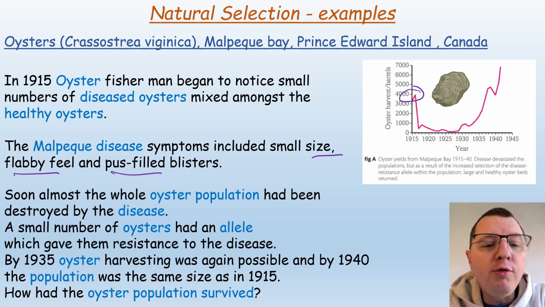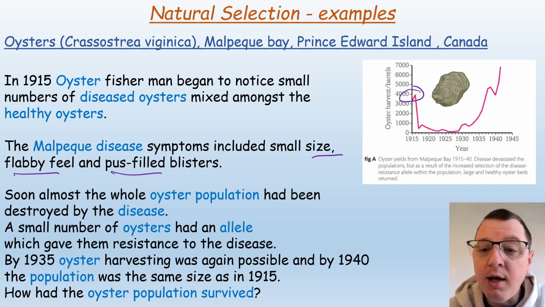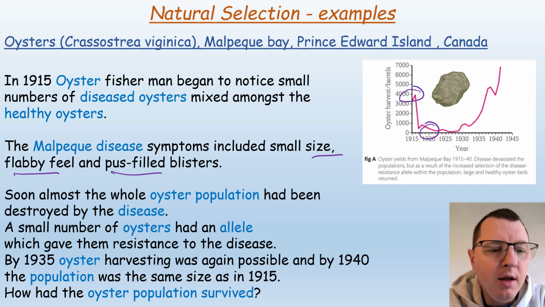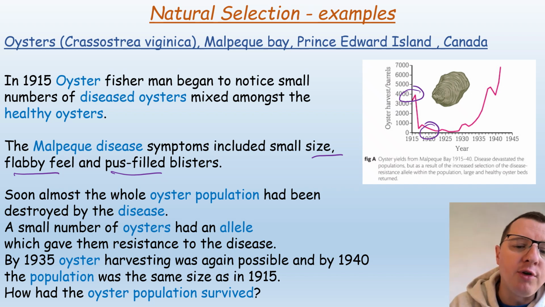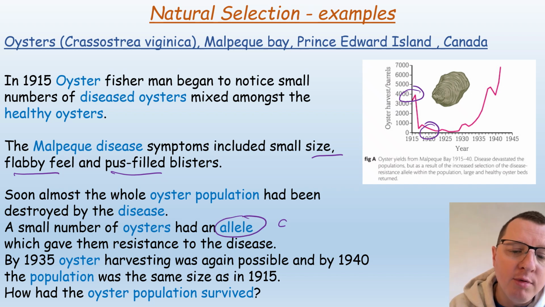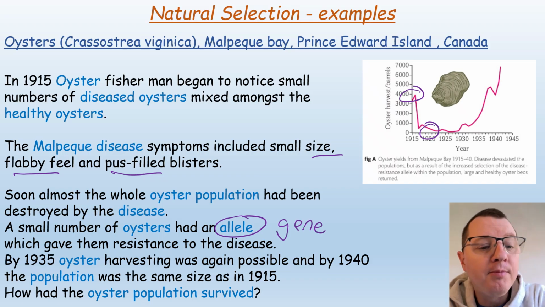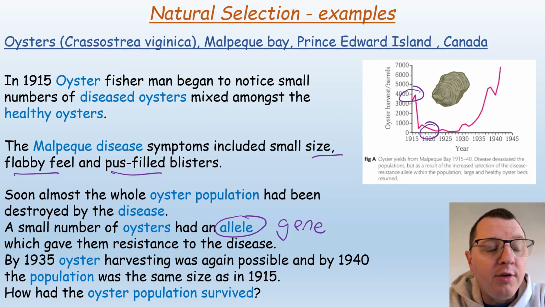Soon, almost the whole oyster population had been destroyed by the disease, and you can see that if we go down to here by 1920, we're down to less than 500 barrels of oysters, whereas previously we were getting 4,000. But a small number of oysters had the allele, or another way of saying that is had the gene. An allele, remember, is a form of a gene, which gave them resistance to the disease.